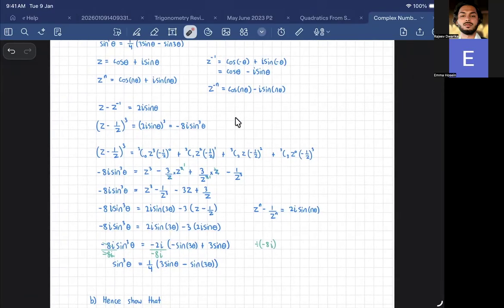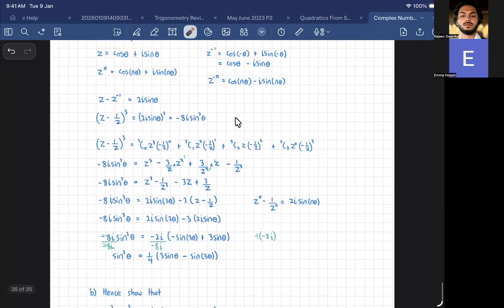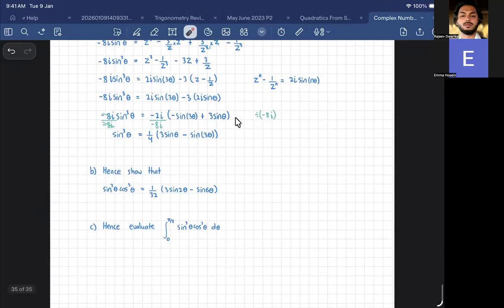Next thing you want to do is cube both sides because you want to prove sine to the power 3 theta. Now, for the left-hand side, you'll have to use the binomial theorem, which is what we did over here. And long story short, this is what we ended up with at the end. We had to factor out the negative 2i and divide by minus 8i to end up with a quarter. And that's it. Lovely.